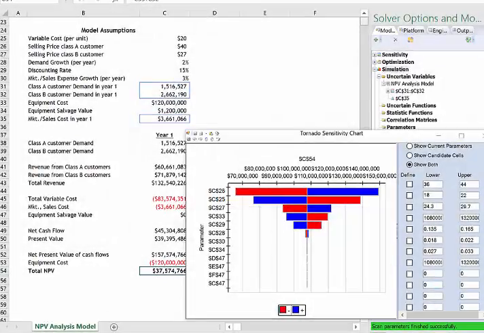Tornado charts are a powerful tool that we will use in several places in this course. See the next video to learn how to add uncertainty to your model.